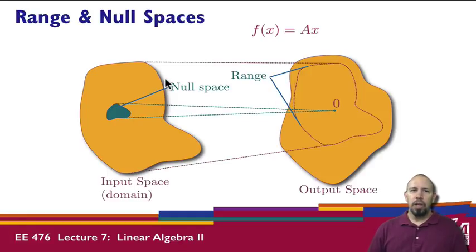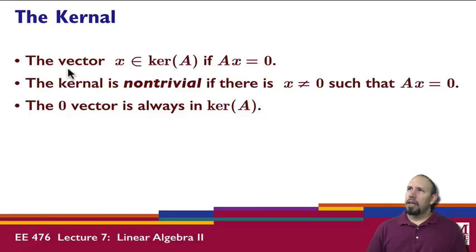Okay, the kernel or the null space. If any element is in this space, then we have this relationship, Ax is equal to 0. So if x is in the kernel of A, Ax is equal to 0. The kernel is non-trivial if there is a non-zero x such that Ax is equal to 0. Notice if I plug in 0 here, I'll get 0. So 0 is always in the kernel of A.